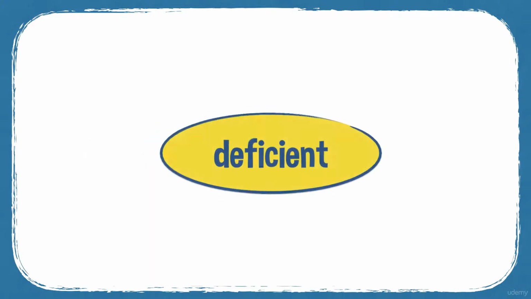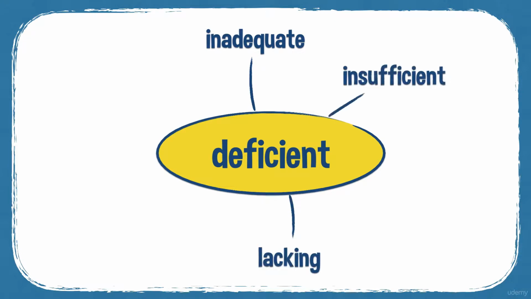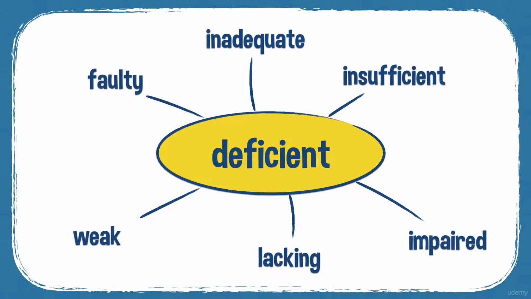And some synonyms for deficient: inadequate, lacking, insufficient, weak, faulty, and impaired. So the last 3 synonyms relate to the use of deficient in, for example, machinery, when something is not good enough for its purpose, so the machinery is faulty or it's impaired.